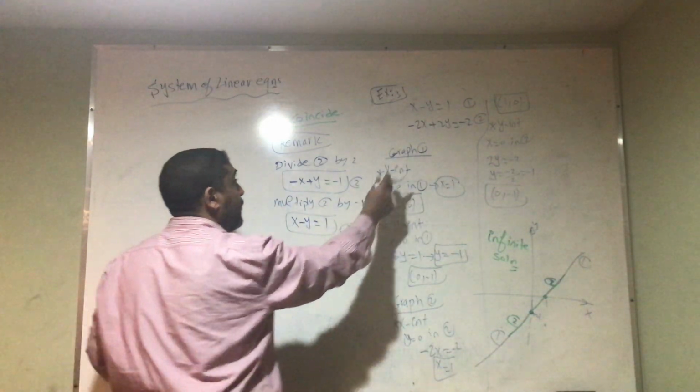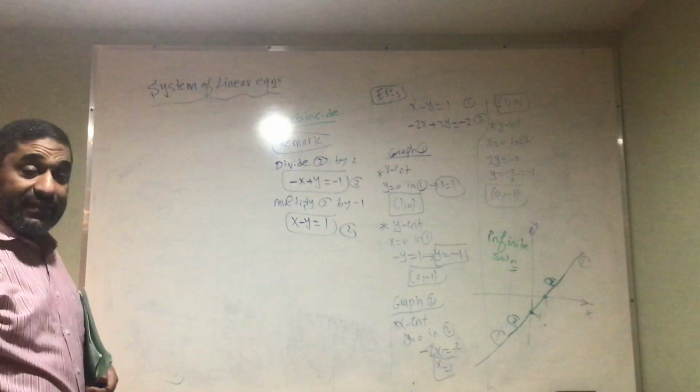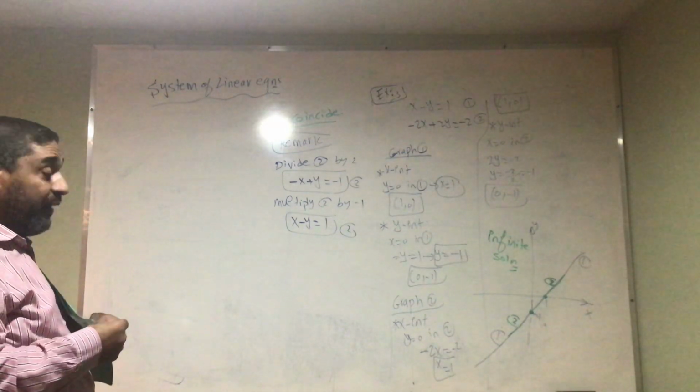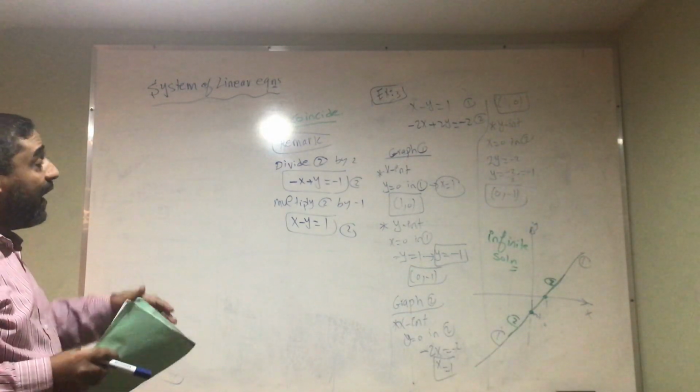Equation 2 exactly turned out identical with equation 1. Equation 1 and 2, they are exactly the same. So because of that, the graph should be exactly the same, which means how many solutions you will have? Which means you have infinite solution.